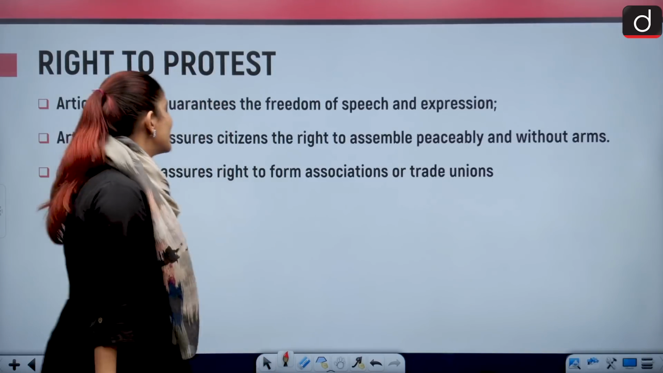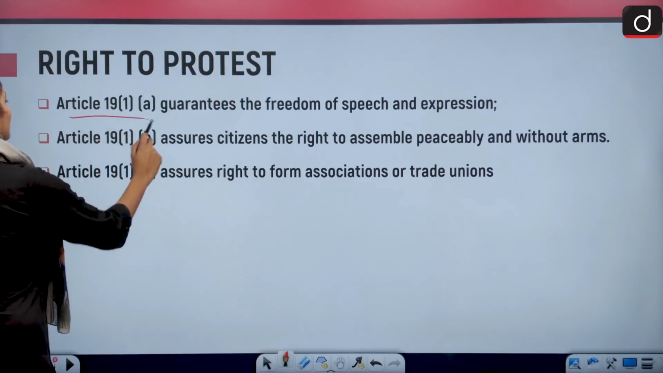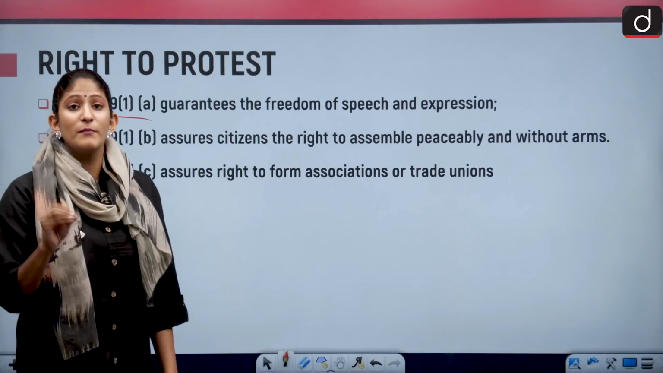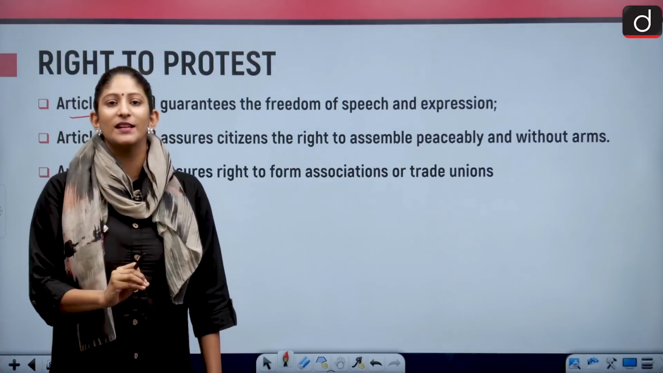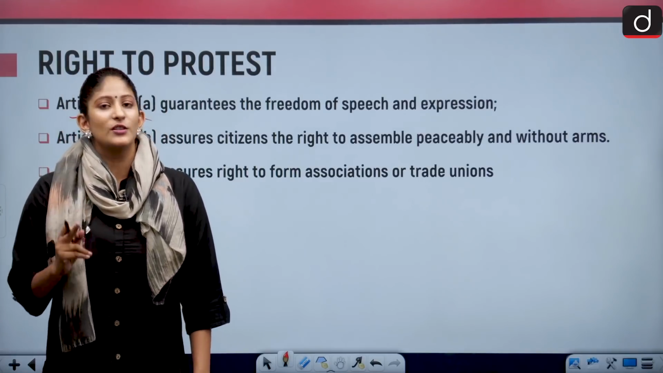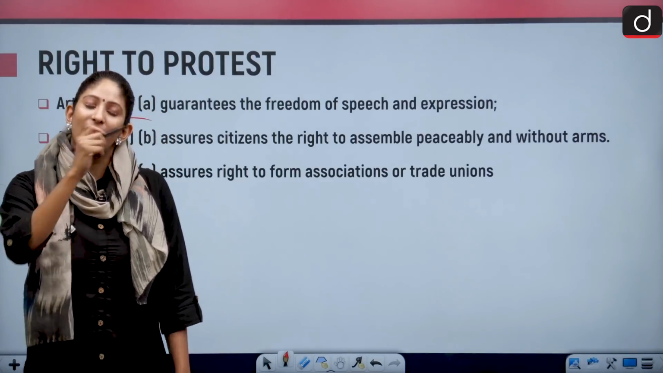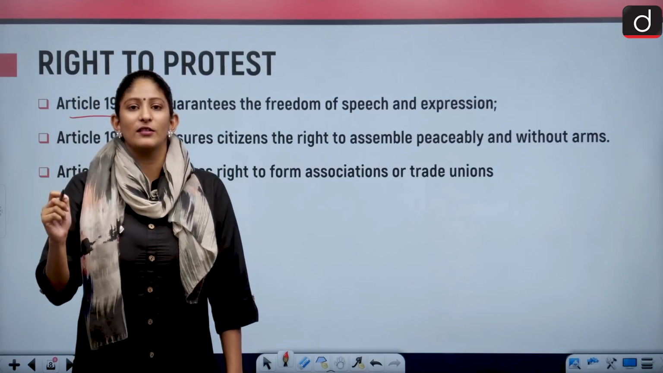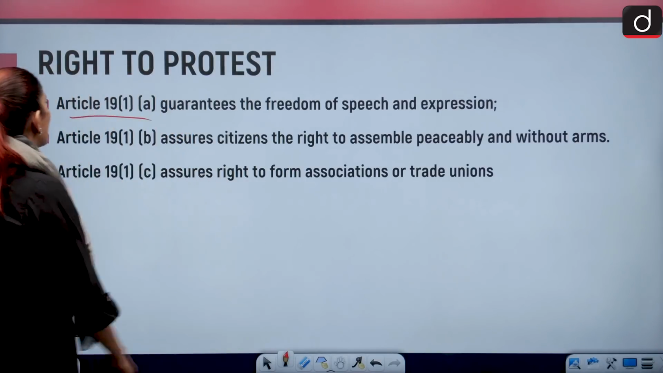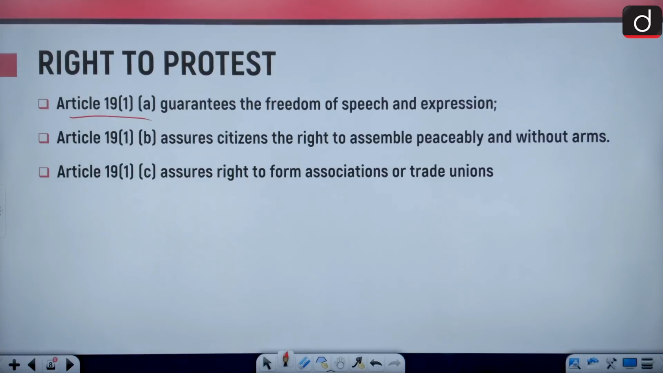Okay, so there are certain articles such as Article 19, Clause 1, Subclause A. Now again, remember the facts for your examination, because you never know what UPSC is going to ask. It's important to note down the facts, and don't write in a very lengthy manner. Write it in such a manner that you are able to understand. Okay, so Article 19, Clause 1, Subclause A guarantees the freedom of speech and expression.